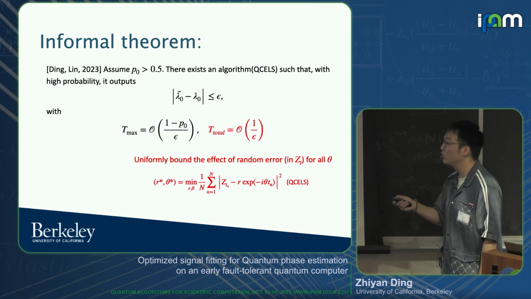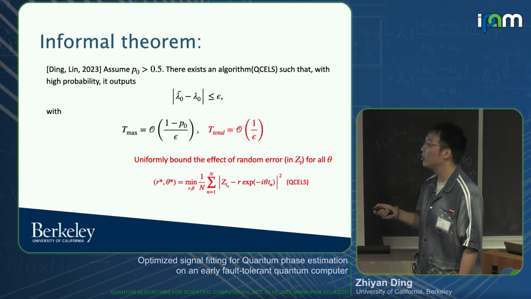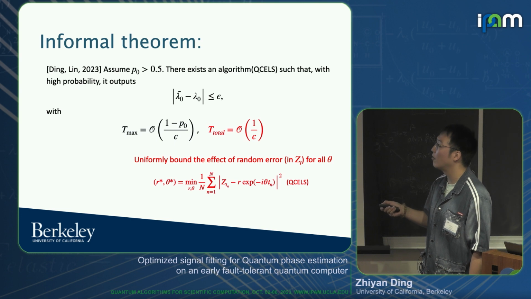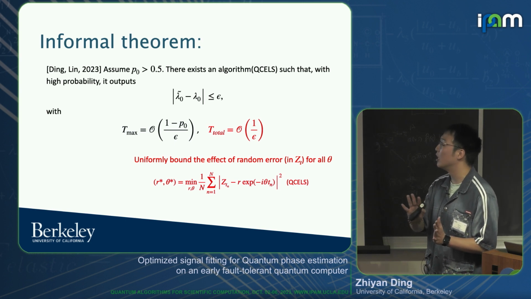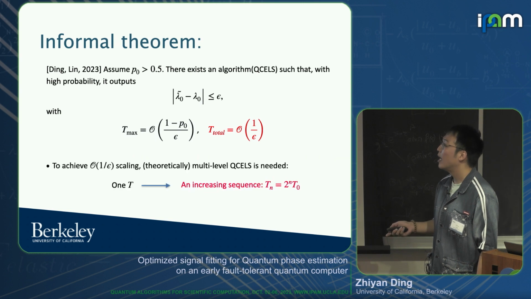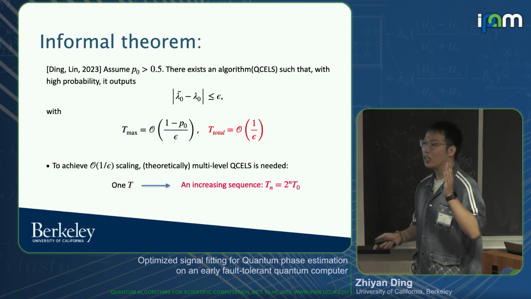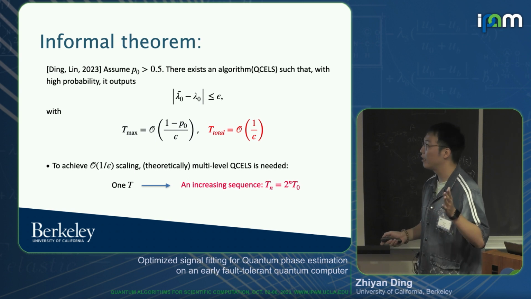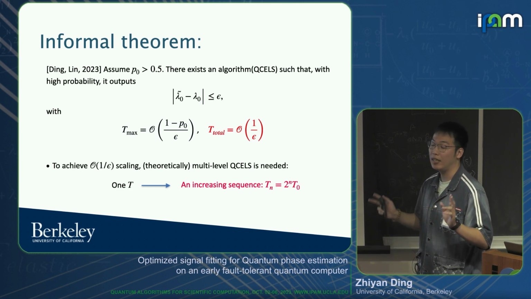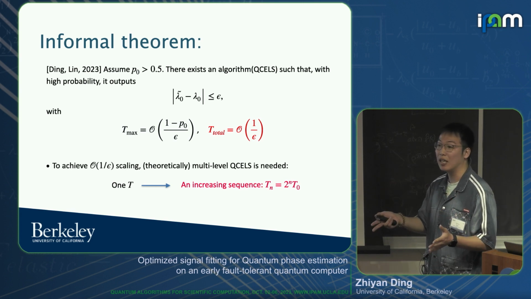So to show our algorithm can achieve the Heisenberg limited scaling, we need to uniformly bound the effect of the random error in CT for all theta. Theoretically, it's not very easy. To be honest, if you want to show that our rough algorithm can directly achieve the Heisenberg limited scaling, it's actually very hard because of some technical problem.